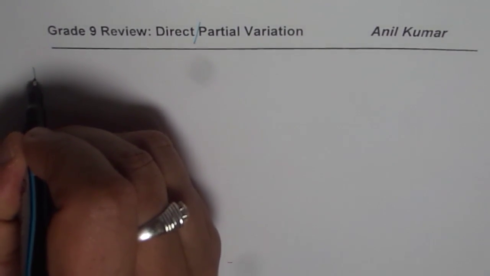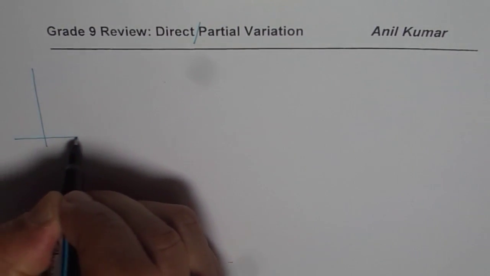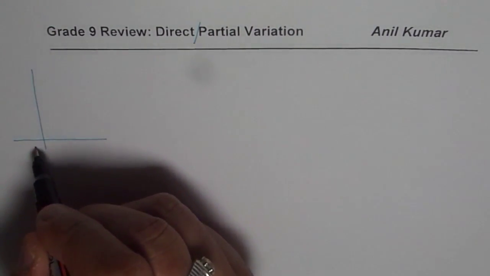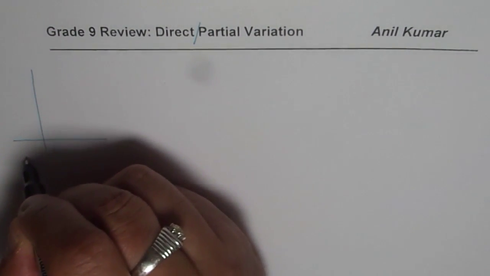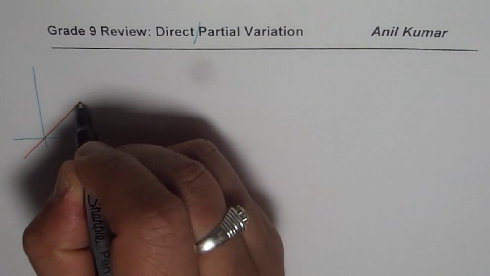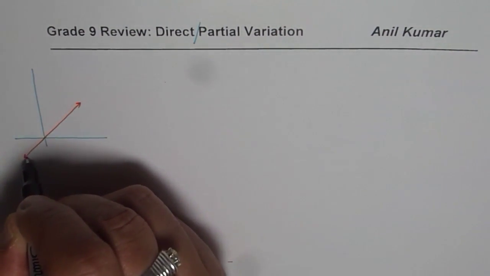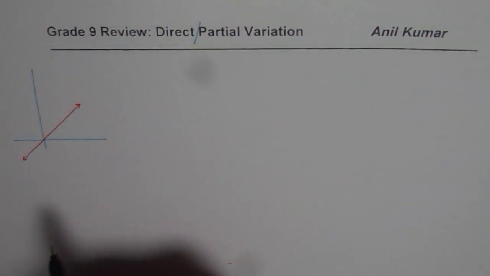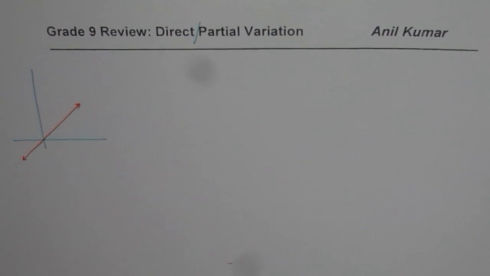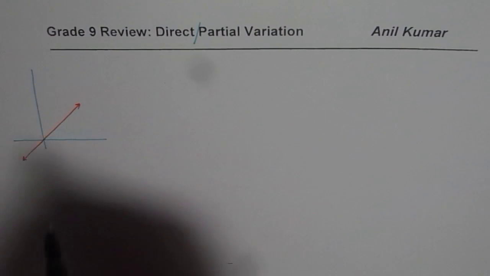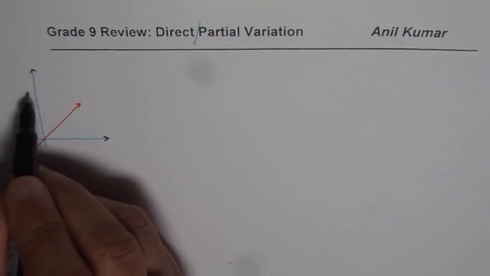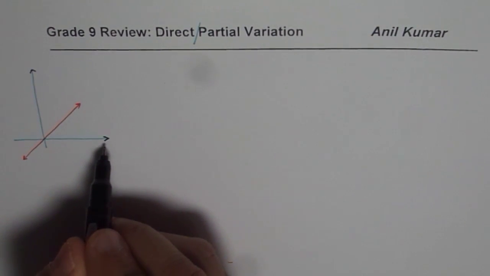So whenever you see a graph which is a straight line going through the center or the origin of a coordinate plane like this, a straight line going through the origin, it represents direct variation, correct? So that is how it is represented. What basically it means is that one variable varies directly in relation to the other.